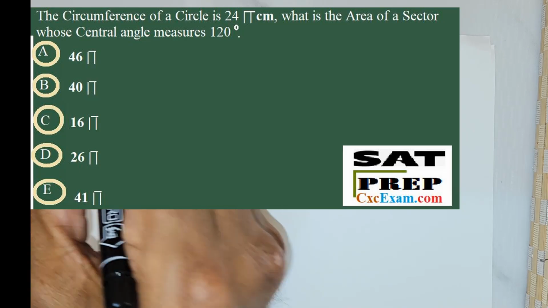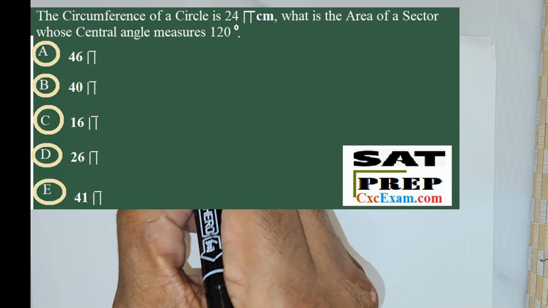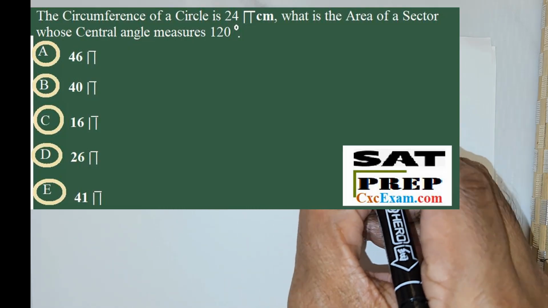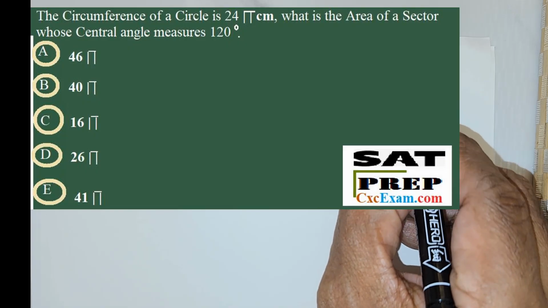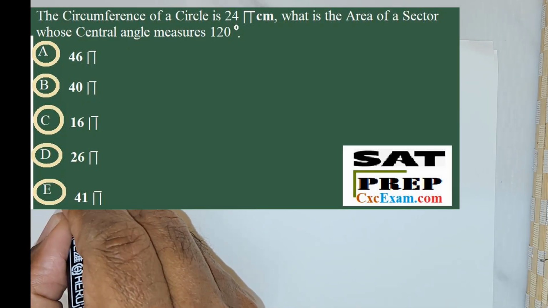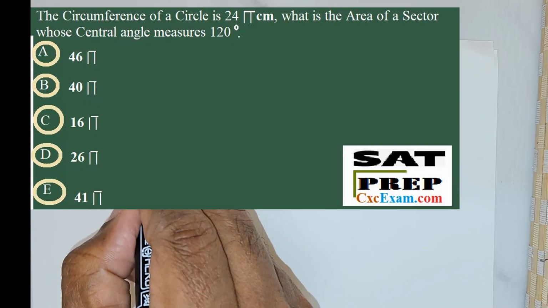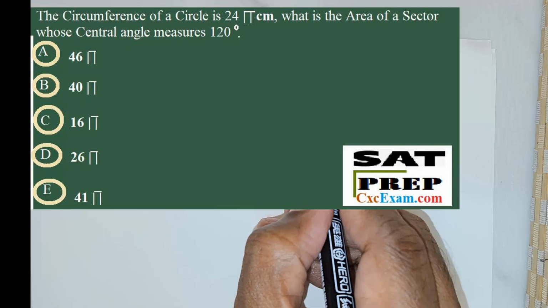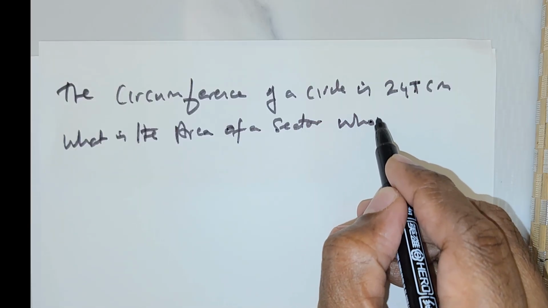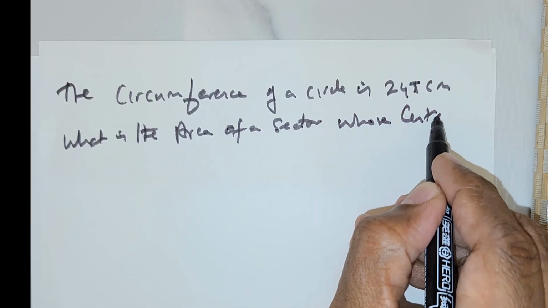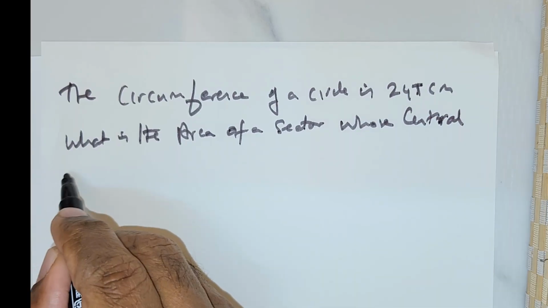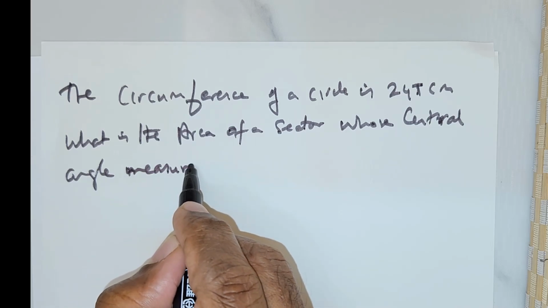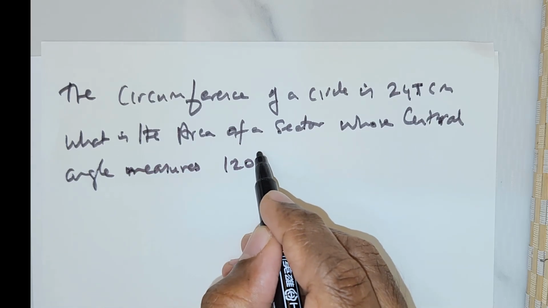Next question. The circumference of a circle is 24 pi cm. What is the area of a sector whose central angle measures 120 degrees?